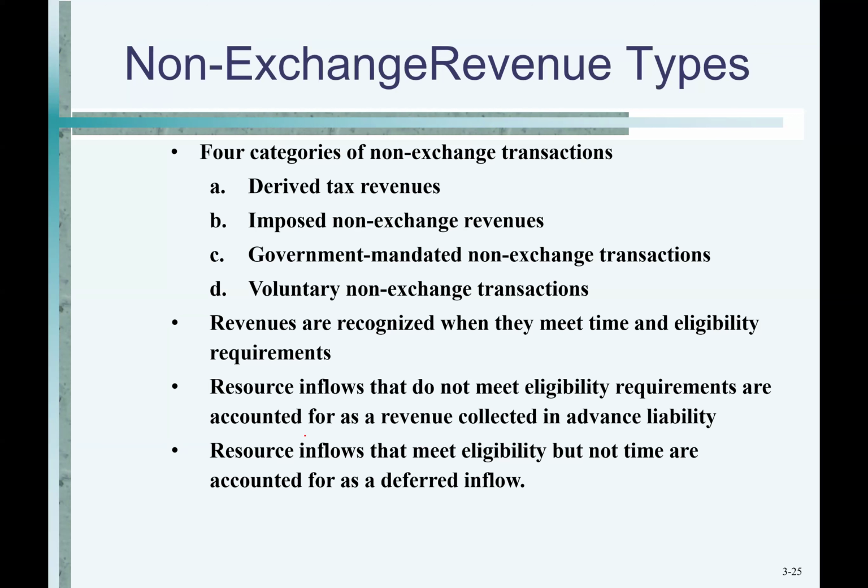When we're looking at our revenue recognition, we're going to spend most of our time with non-exchange transactions. Non-exchange says what? You pay your taxes and you expect fire and police service to be there when you need it, and hopefully we won't need it.